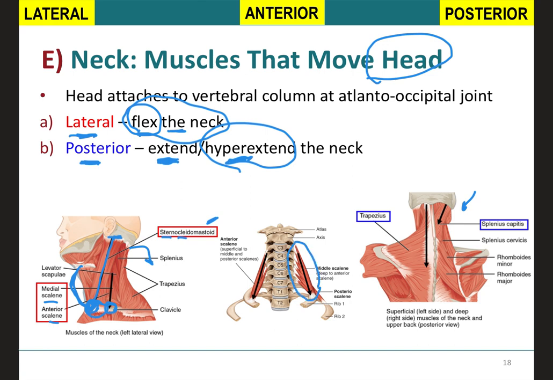The other group of muscles are what we call the scalenes, and you can see the scalenes right over here. There are 3 scalenes. We have the anterior, the medial, and the posterior scalenes. And we will be able to see them better on the next slide. But they will also flex the neck.